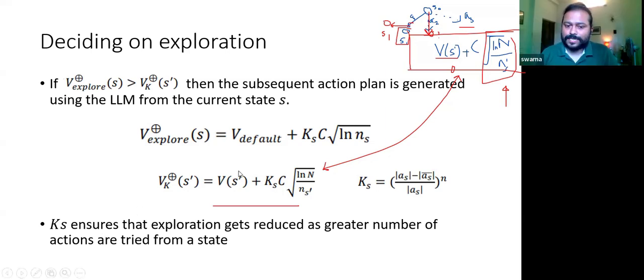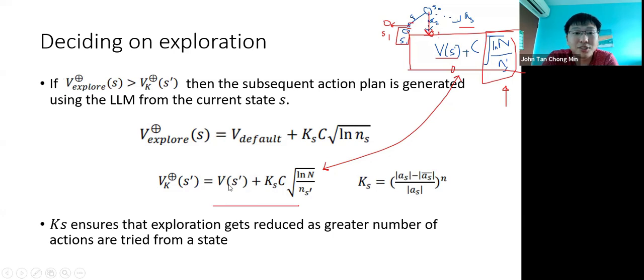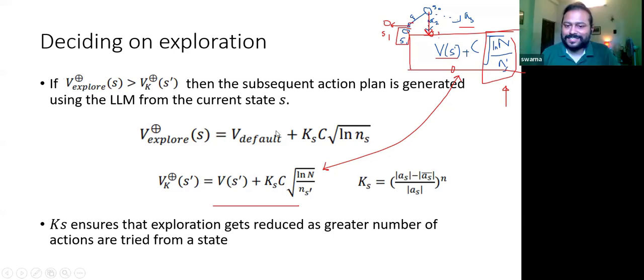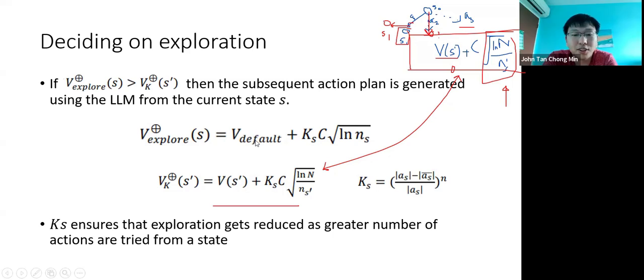But for the unexplored nodes, how do you get the V S prime? Just put zero. Instead of zero, I just put a V default, or you can put V mean, a default for this constant also. No, it's a constant value.